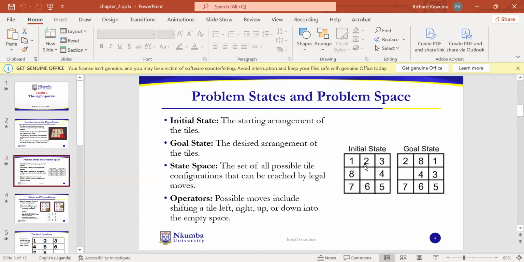Let's look at the initial state here. When we have the initial state, we have what we call the state space. This gives us a number of options which we can take. When the state space is in the middle here, and we need our goal state to be like this, the numbers are 1, 2, 3, 8, 4, 7, 6, 5. That is the initial state. But we want to rearrange these numbers to have 2, 8, 1, 4, 3, 7, 6, 5. This is our goal state.